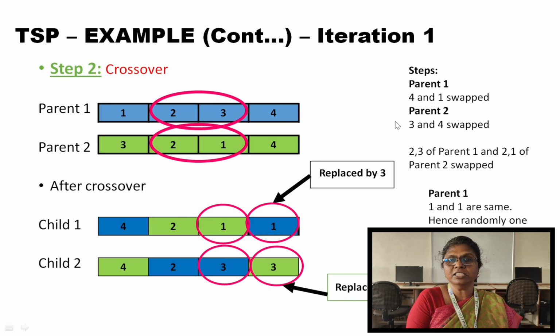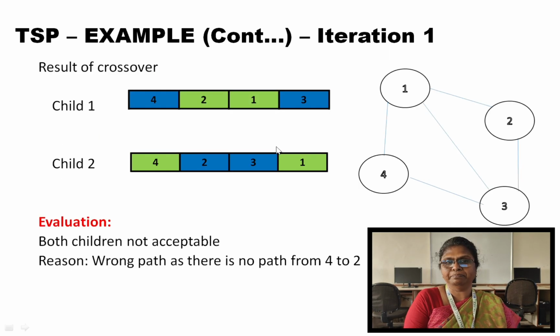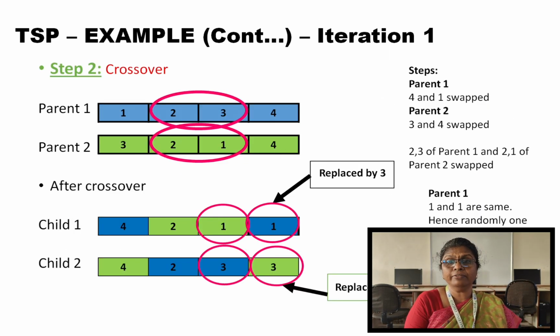In the first sub step we are going to exchange the cells. In the first parent, 1, 2, 3, 4, the 4th cell and the first cell are swapped, so 4 and 1 are swapped. Similarly, in parent 2 the first and the 4th one are swapped. So this is the first step.